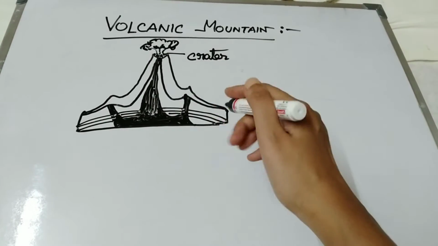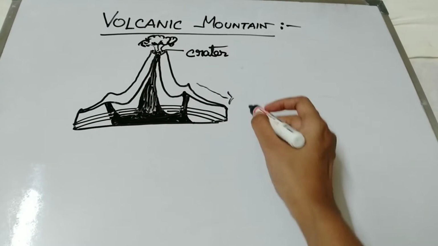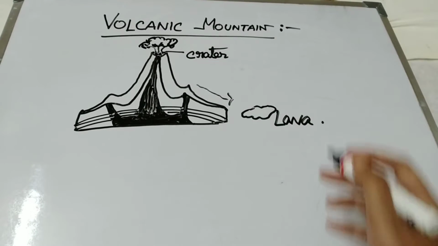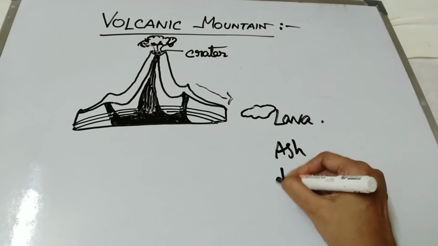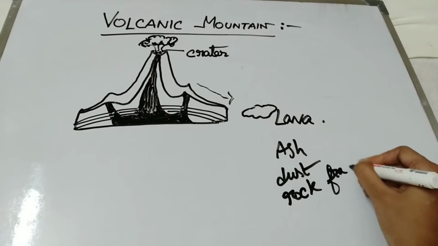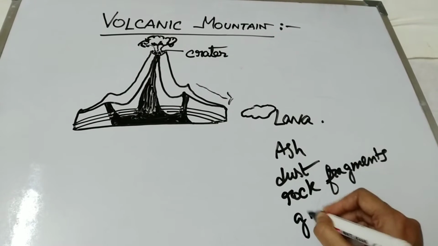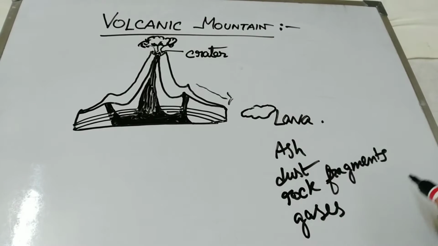When magma flows out onto the earth's surface like this, the molten material is called lava. This lava is mixed with ash, dust, rock fragments, various gases, etc., along with the liquid magma.